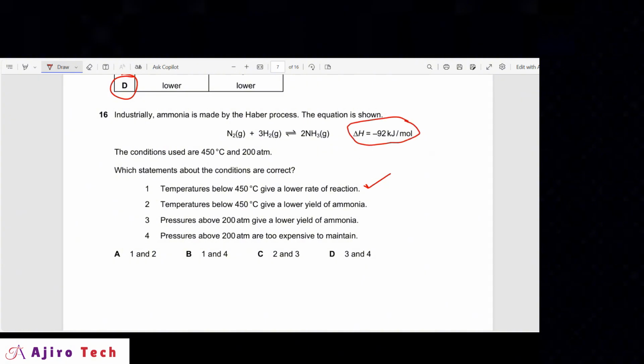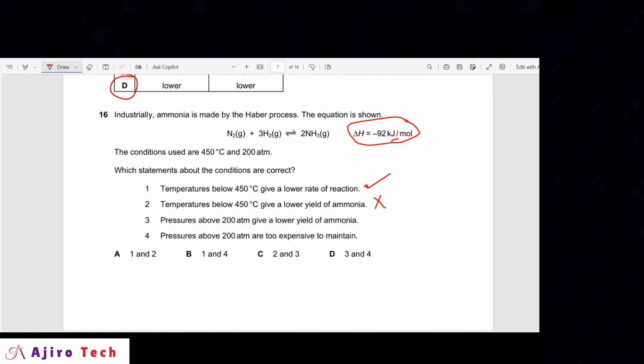Remember the knowledge of equilibrium, the factors that affect equilibrium position. When you increase the temperature of an exothermic reaction, equilibrium shifts to the left. When you drop the temperature, equilibrium shifts to the right. So since this is an exothermic reaction, if we drop the temperature, equilibrium shifts to the right, meaning you produce more yield of ammonia. So this is wrong. You should have a higher yield of ammonia when you drop the temperature, since it is exothermic.